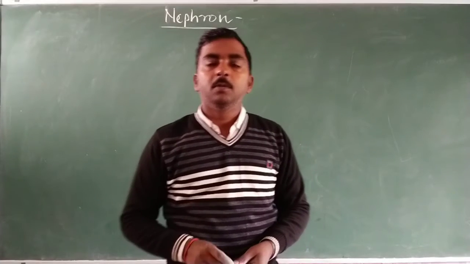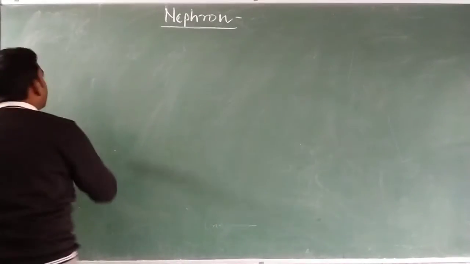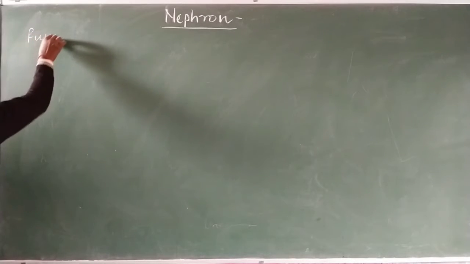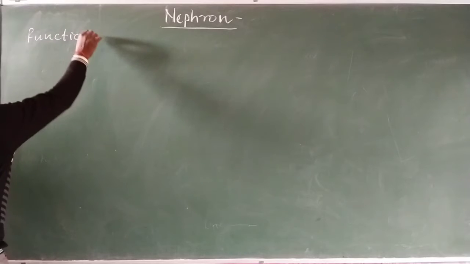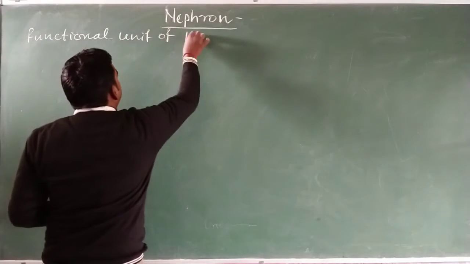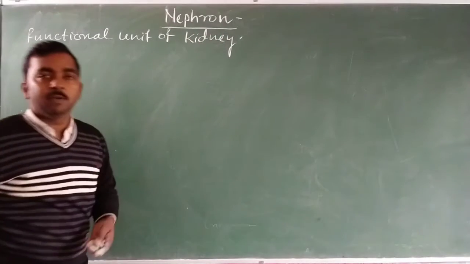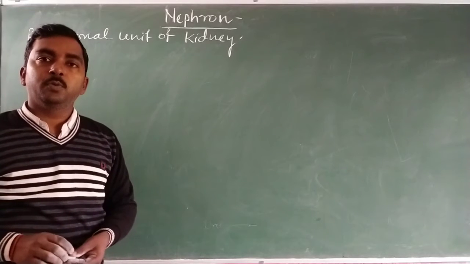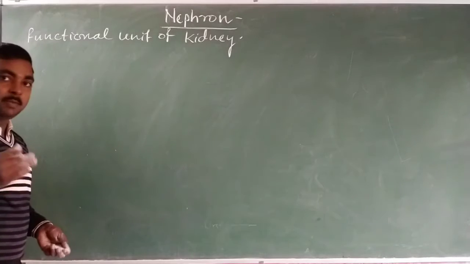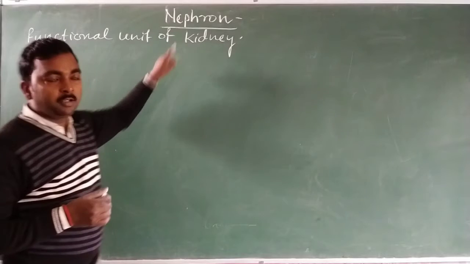Now in this video lecture we are going to discuss the nephron, and it is the functional unit of kidney. The main function of the kidney is to produce urine or to filter the waste material from the blood, and that function is individually performed by each nephron of the kidney.